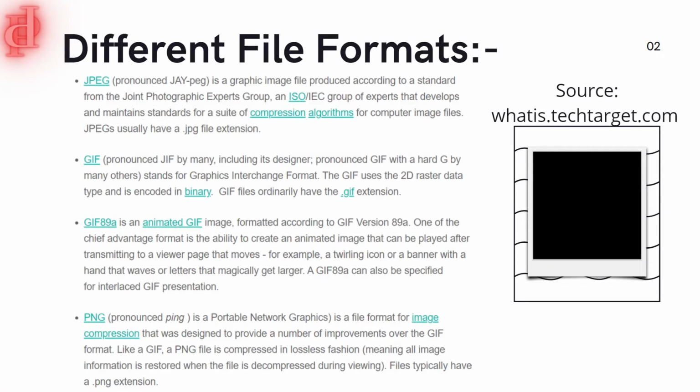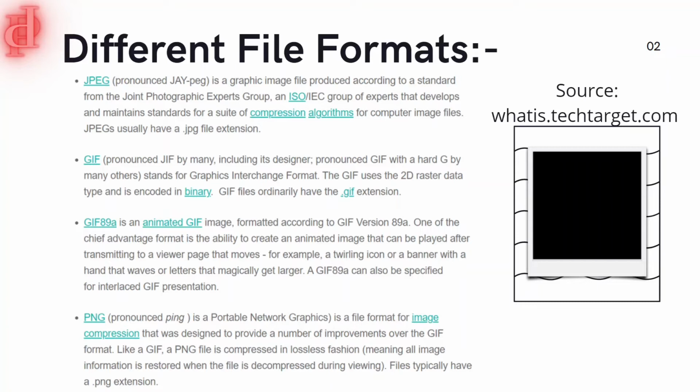So we have different file formats, and for example, we have JPEG, we have GIFs, we have PNGs. These are the most commonly used pictures. We know what GIFs are. They're essentially a collection of pictures at a very low frame per second. We have JPEGs, which is essentially Joint Photographic Experts Group. It is mainly used for photography, etc. And we have PNG, which is a file format for image compression that was designed to provide a number of improvements over the GIF format.